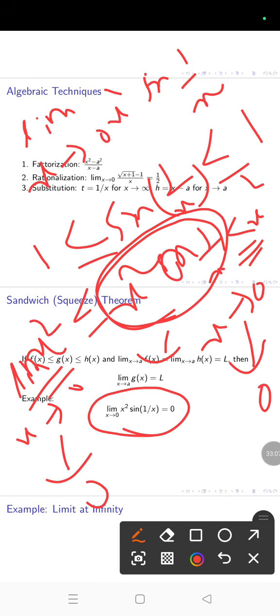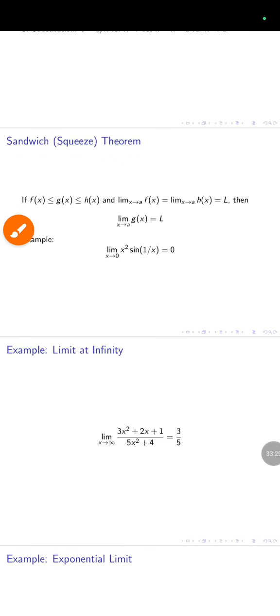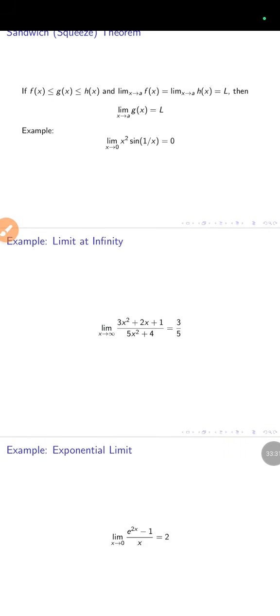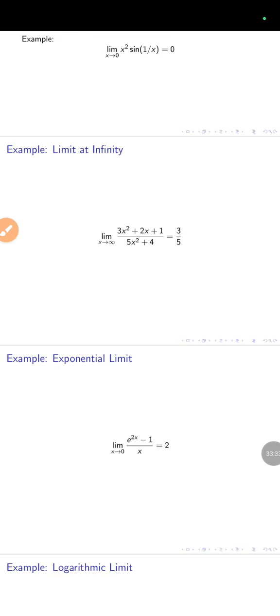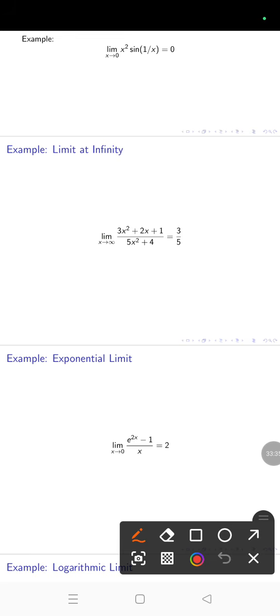We'll do many more problems in the next class. So in this class I covered all the theories of the limit and some problems relating to these formulae and these theorems. Now come to limit at infinity, and this type of problem we can solve like this.